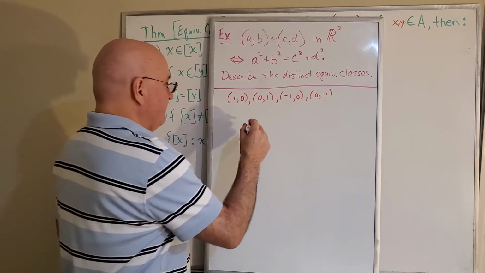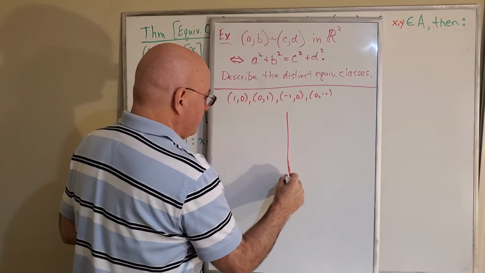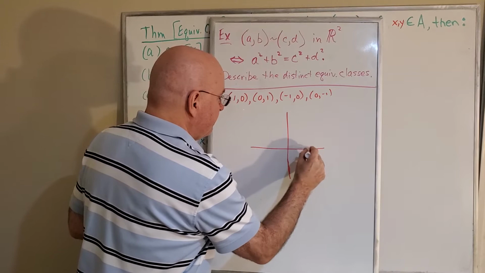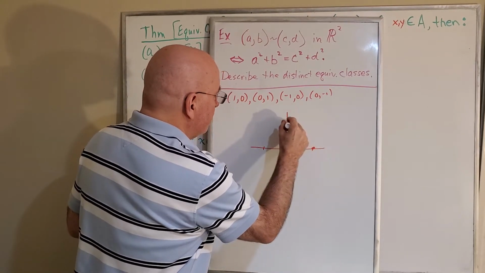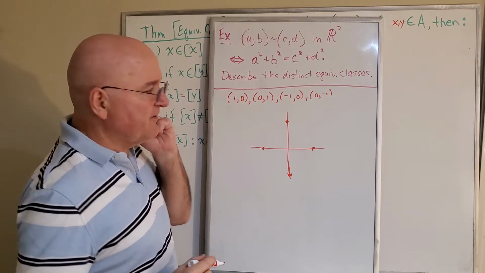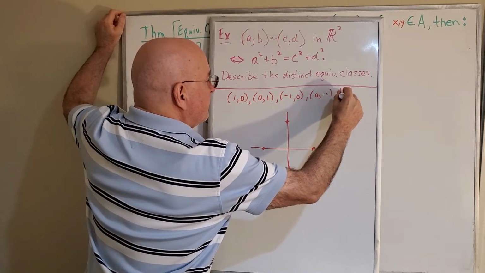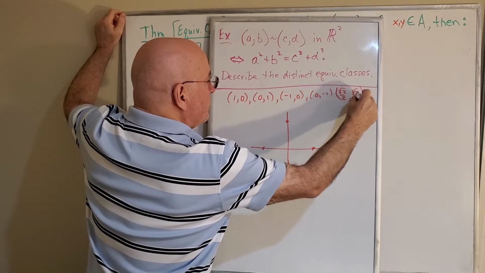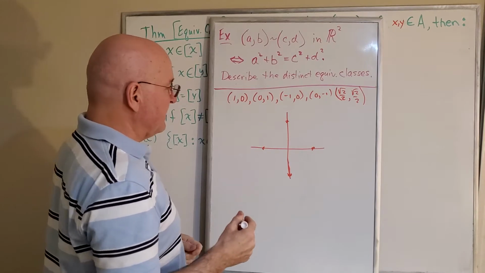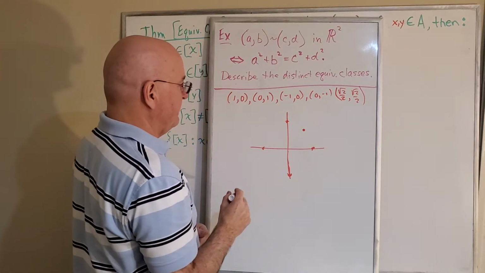Well, I know you can think of more if I start you off with a diagram. There, I just plotted those 4 points. They're all equivalent to each other. Well, what about this one? Radical 2 over 2, radical 2 over 2. That's like a 45-degree angle on the unit circle right there.